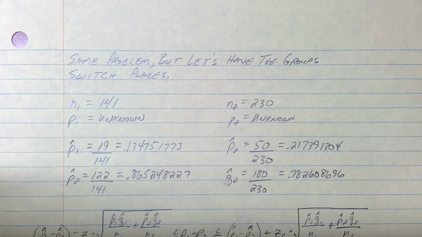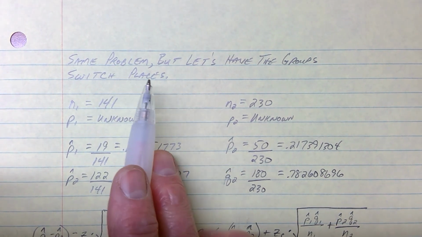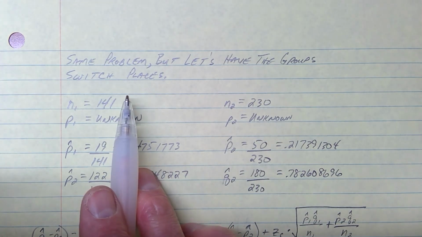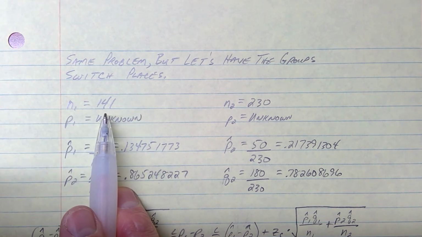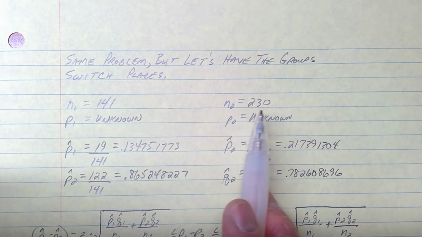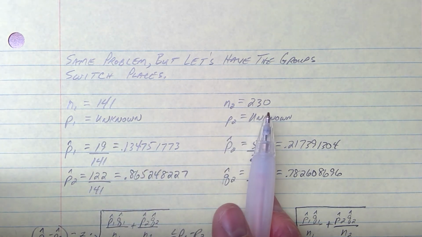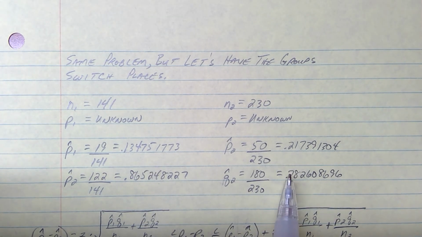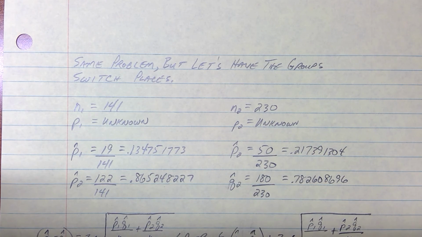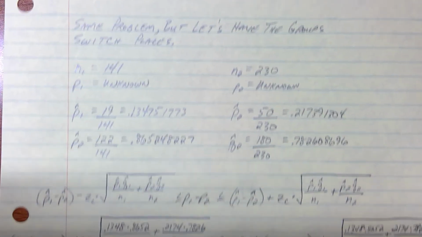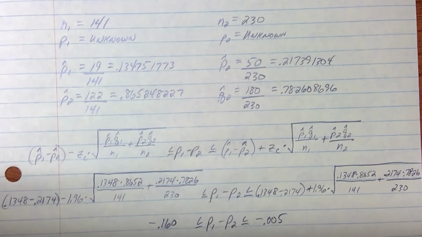Now, for my last example, I got a little lazy and I just did the same problem, but I switched the groups. I had the groups switch places. So group 1 is now the 141 houses in my sample, and group 2 is the 230 houses in my sample. All the proportions I left the same. I switched group 1 and group 2. Let's work it out again with group 1 and group 2 switched.